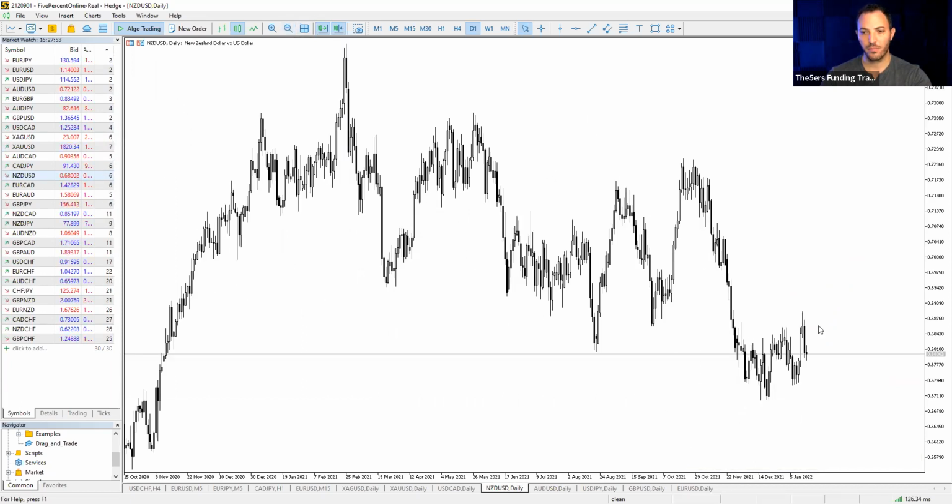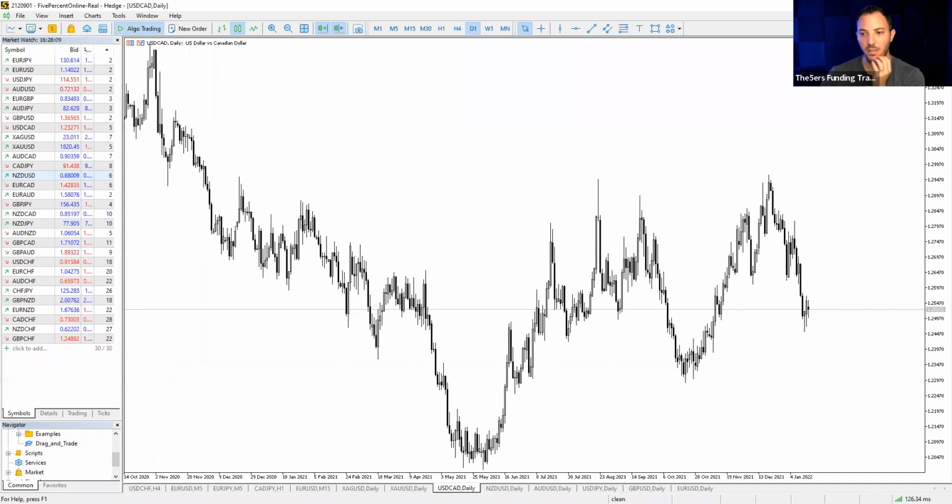Kiwi, kind of nothing. Lots of sideways. I don't have a clear analysis here. We have a lot of sideways movement. I need more information to decide whether it's going up or down. So on the sidelines on this one. USD CAD.